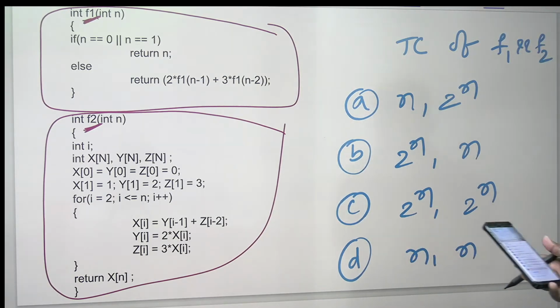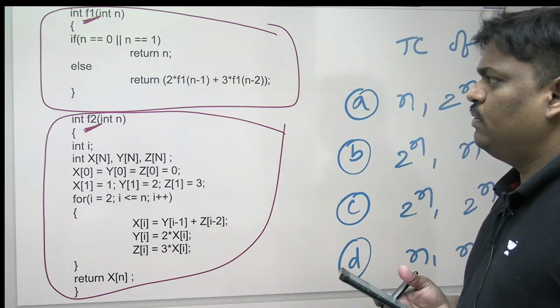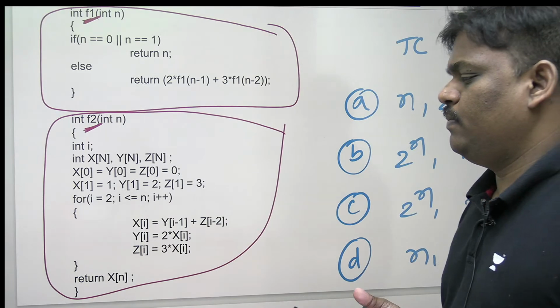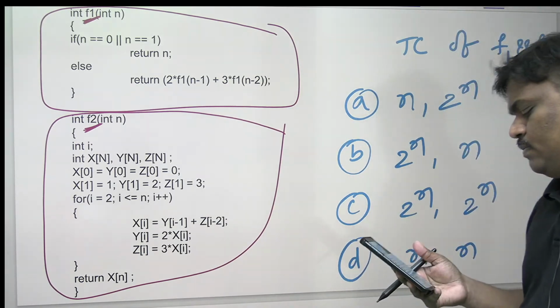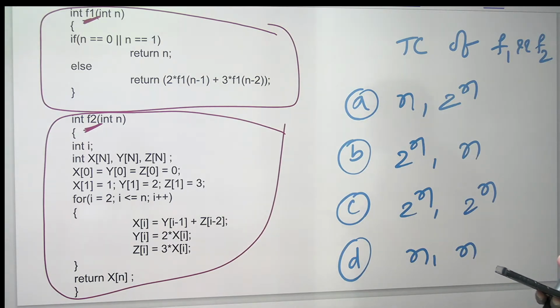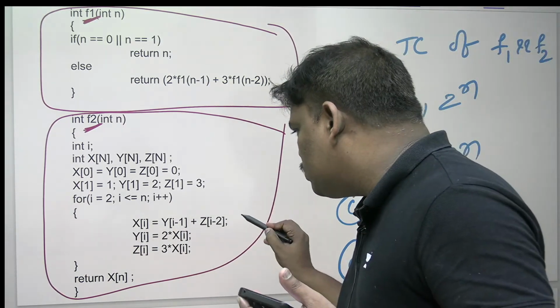Can you check one time? If anyone knows, they can try once. I think the second one is easy. The first one may be difficult. Second one is easy. Time complexity means loops only.